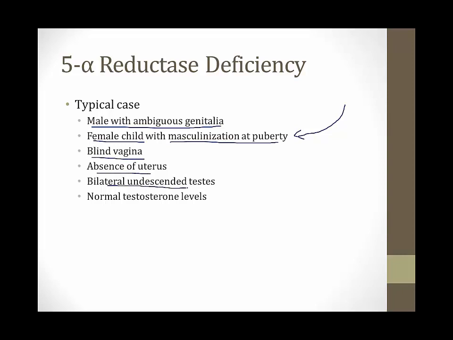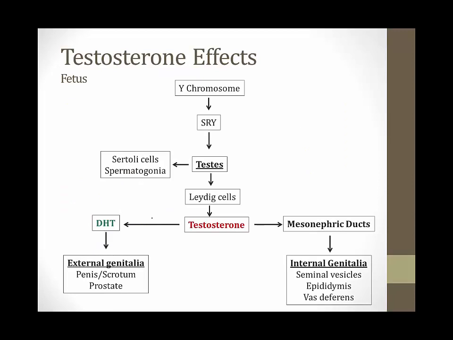In either case, there will be a blind vagina and absence of the uterus. There are bilateral undescended testes, and on serum testing there are normal testosterone levels, and this is the tip-off they're probably going to tell you in a board question to help you recognize that it's a 5-alpha reductase deficiency and lack of dihydrotestosterone.